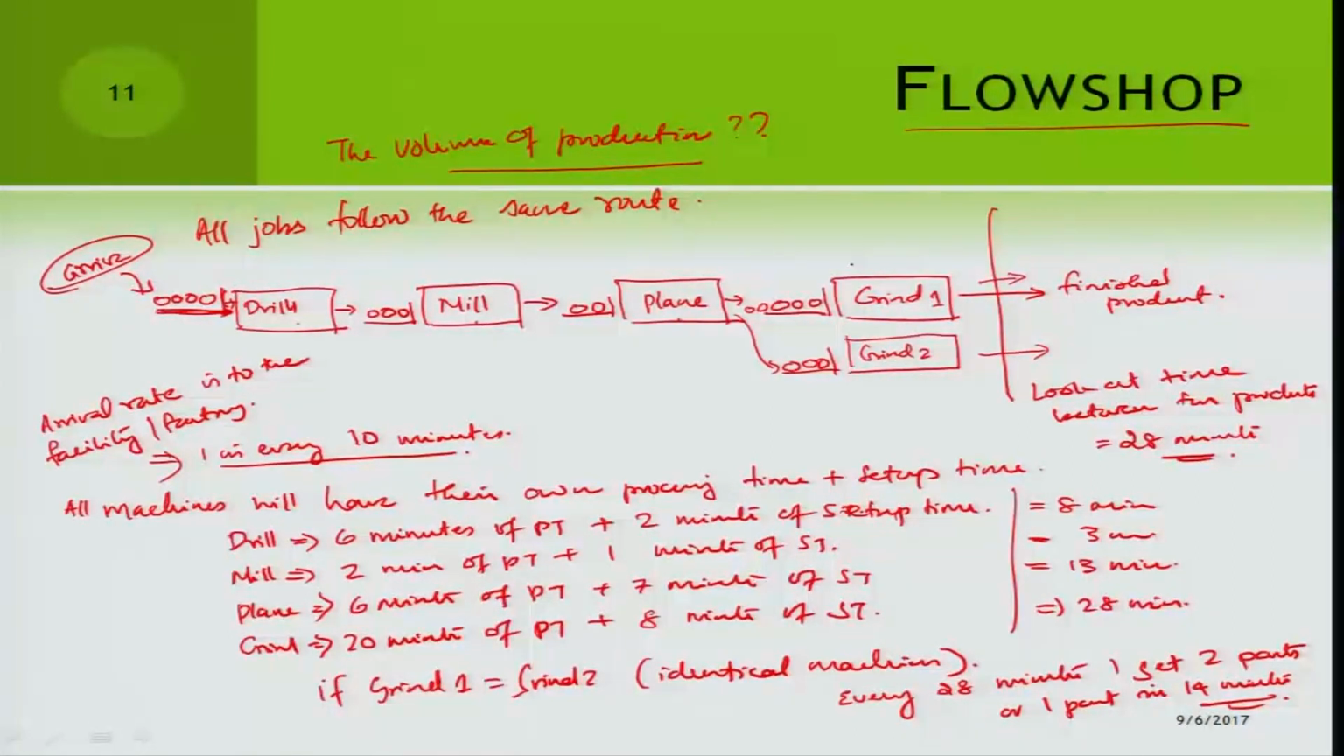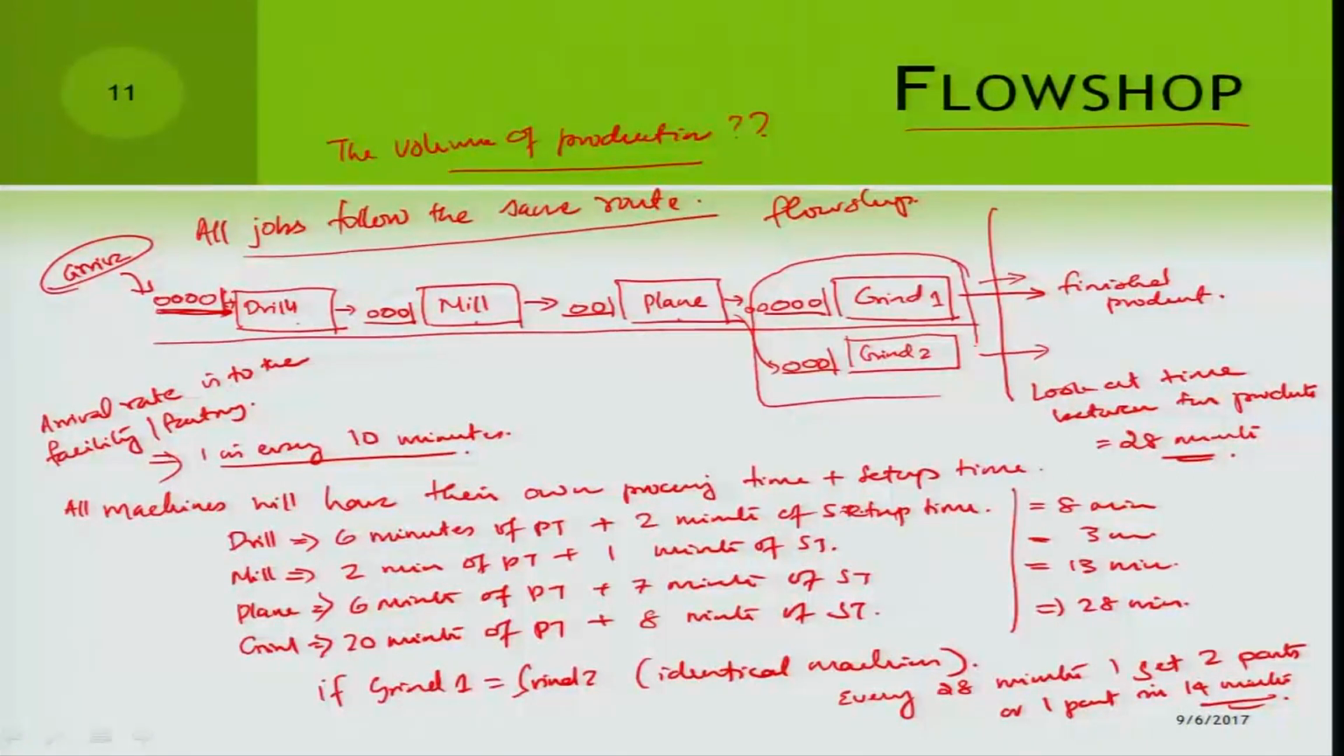Here you can see that this kind of setup, where all jobs follow the same route, is called a flow shop. And here I added the concept of additional machines, which is called a parallel machine.